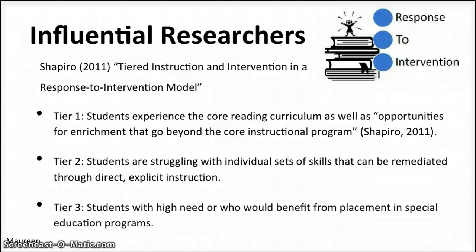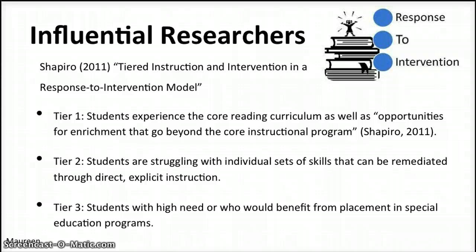According to Shapiro, 2011, the response to intervention model consists of 3 tiers of instruction. Students are placed in Tier 1 where they experience the core reading curriculum as well as, quote, opportunities for enrichment that go beyond the core instructional program.